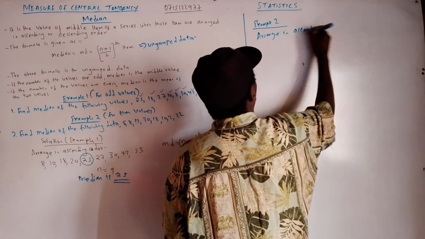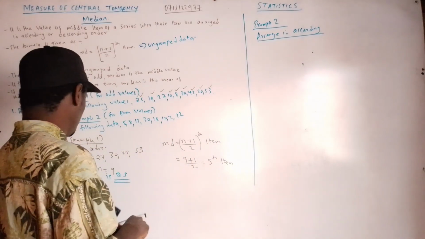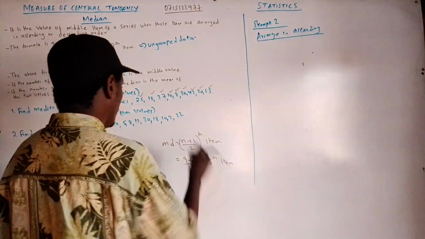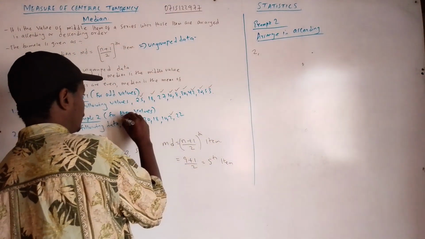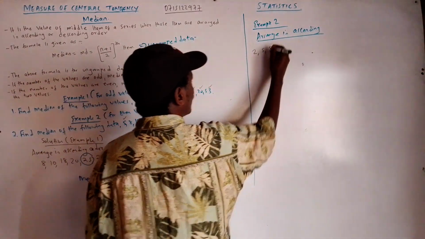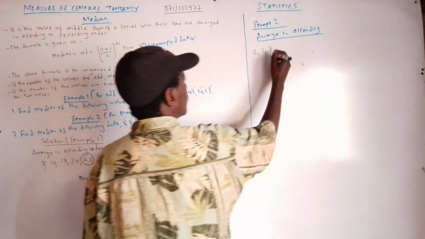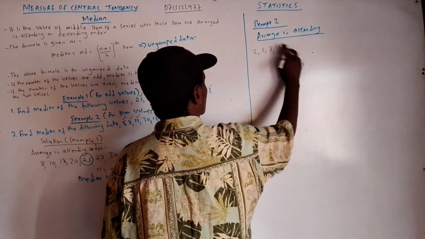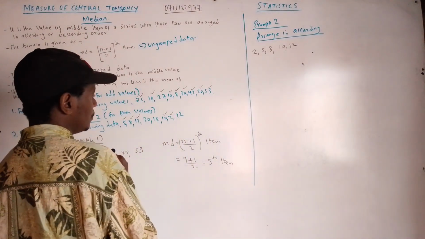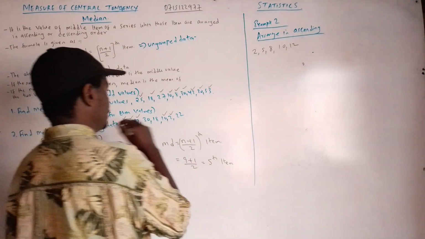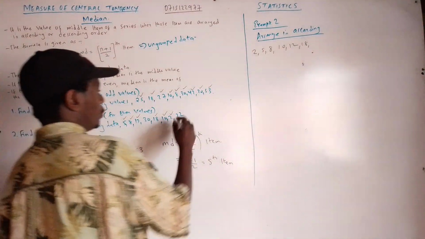So the first item here, if we arrange in ascending order, we have 2, followed by 5, then 8, then 10, then 12, then 18, then 20, then 22, then 30.